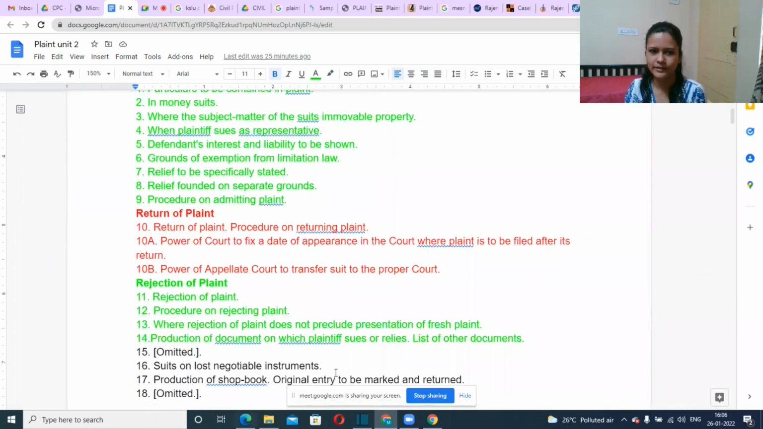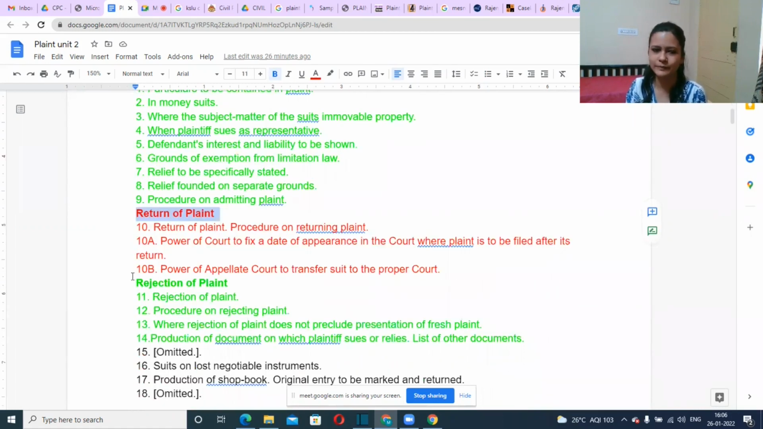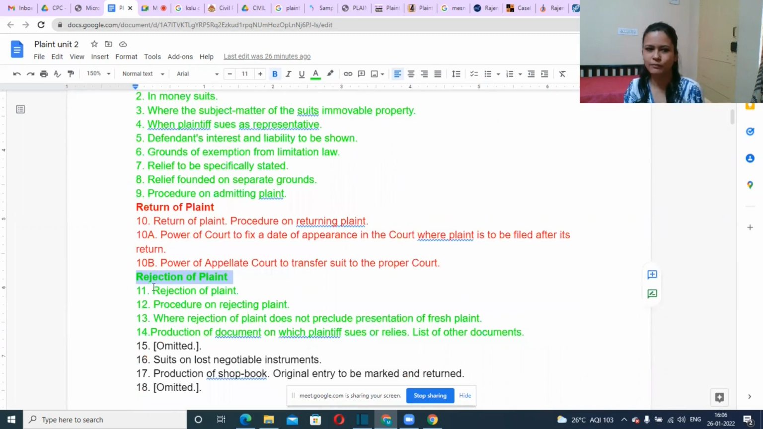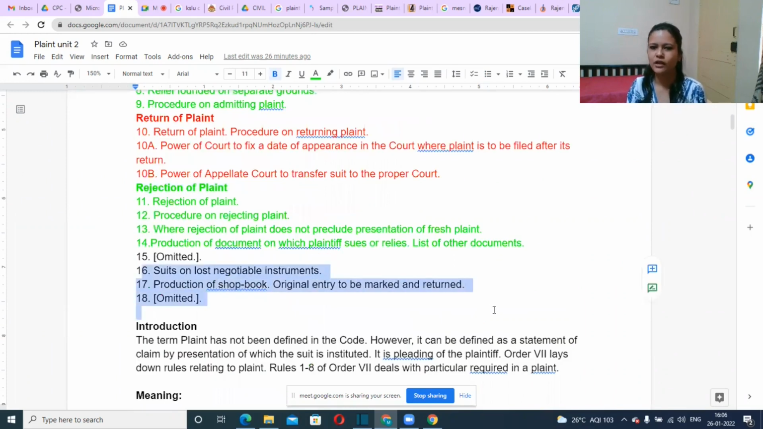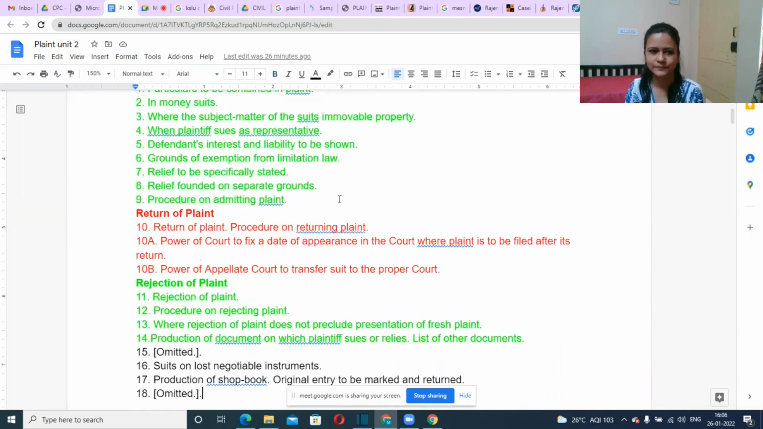If we look at all the rules given there, it mainly can be divided into 3 parts. First one is particulars of plaint. What all things are necessary to be mentioned in the plaint? Return of plaint, how or when it will be returned. Rejection of plaint, and then we have these 2 rules which are not that important. So these are the 3 major parts from plaint.